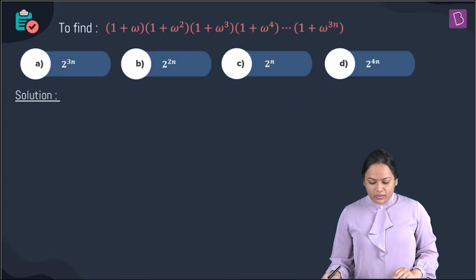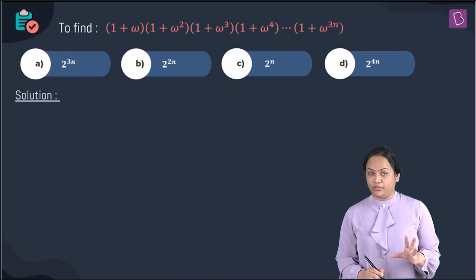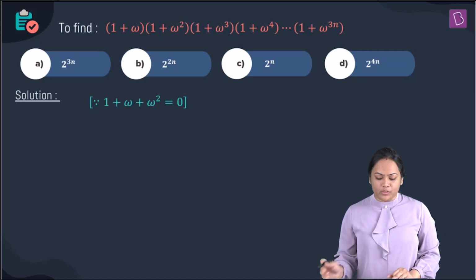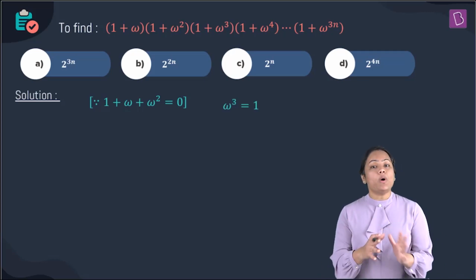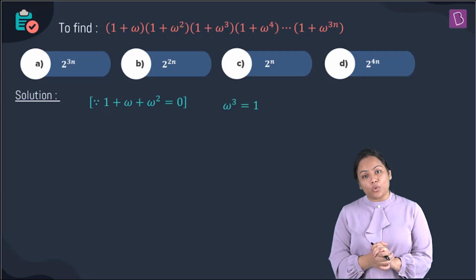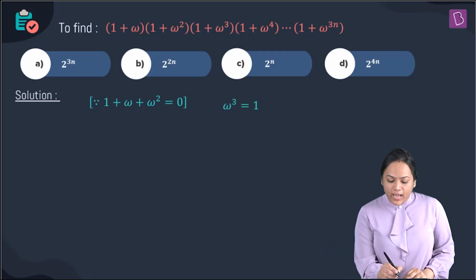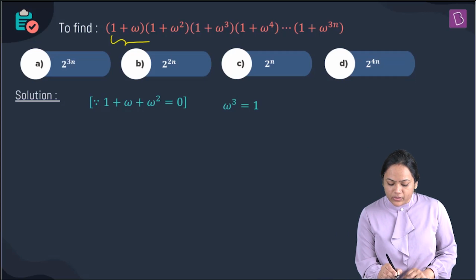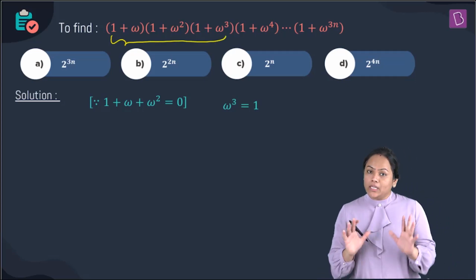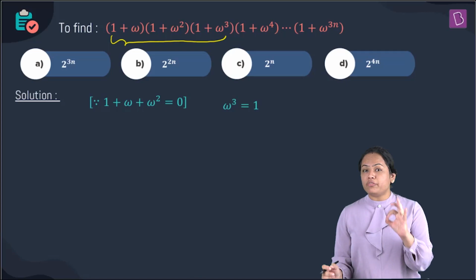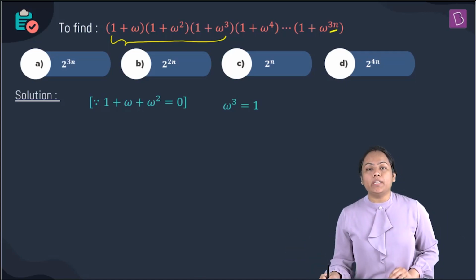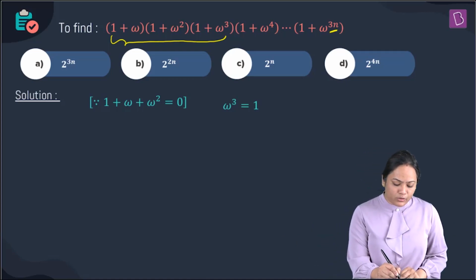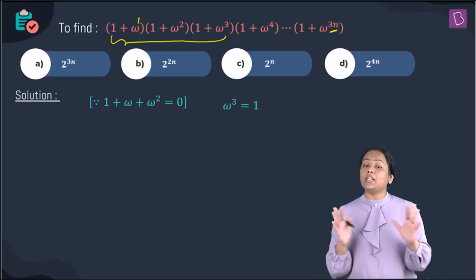As we have already seen the relations of the sum of roots and the product of roots: the sum of roots, 1 plus omega plus omega square, is 0, and the product of roots, omega cube, is 1. So how are we going to use this? Let's quickly see. I'm multiplying the first three terms. Why am I doing this? Because the last term is omega raised to 3n, that means how many terms are written in total? 3n, right? From omega raised to 1 till omega raised to 3n, there are 3n terms.